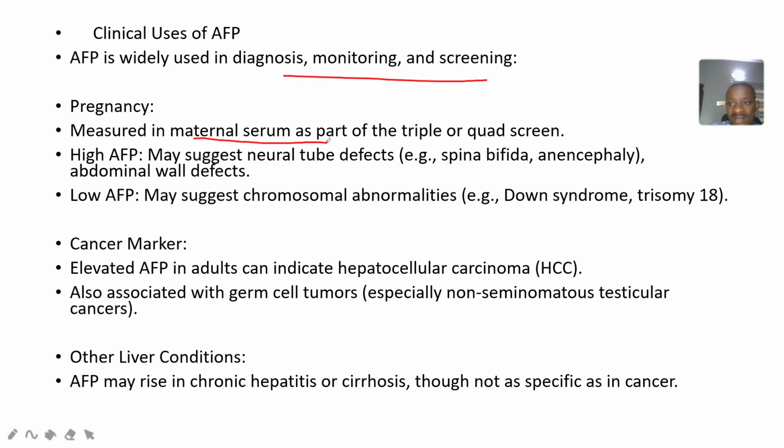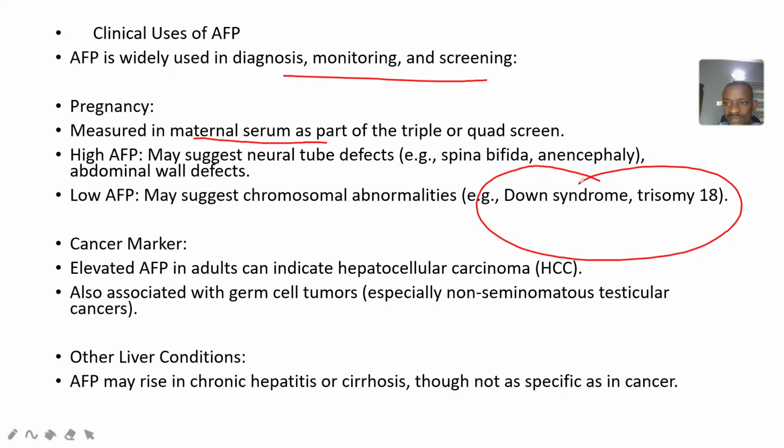When the levels are high, it indicates abdominal wall defects, spina bifida, all those neural tube defects, spina bifida and anencephaly. Then sometimes if the levels are abnormally high in a child that is still in the mother, then you know that you are expecting chromosomal abnormalities like Down syndrome and trisomy 18.